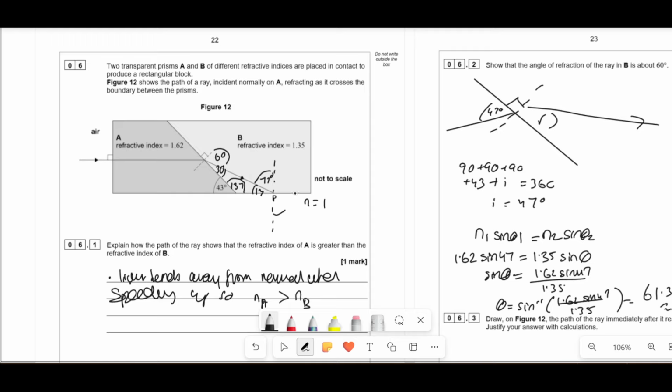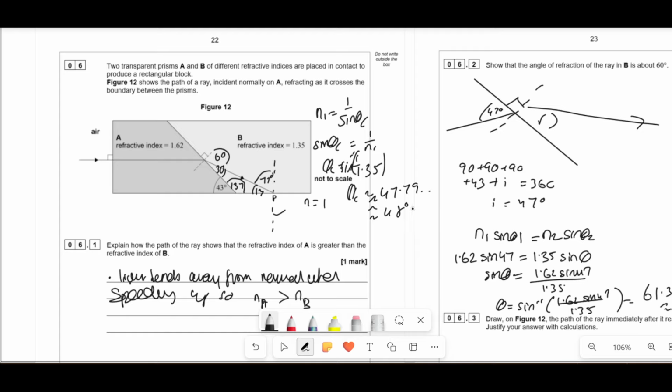So what we can do is compare this to the critical angle to see what would happen. You could do n1 equals 1 over sine theta C, so sine theta C equals 1 over n1, and remember, that's the refractive index of this material here. So theta C, the critical angle, equals sine to the minus 1 of 1 over 1.35, which is roughly 47.79, which is roughly 48 degrees.